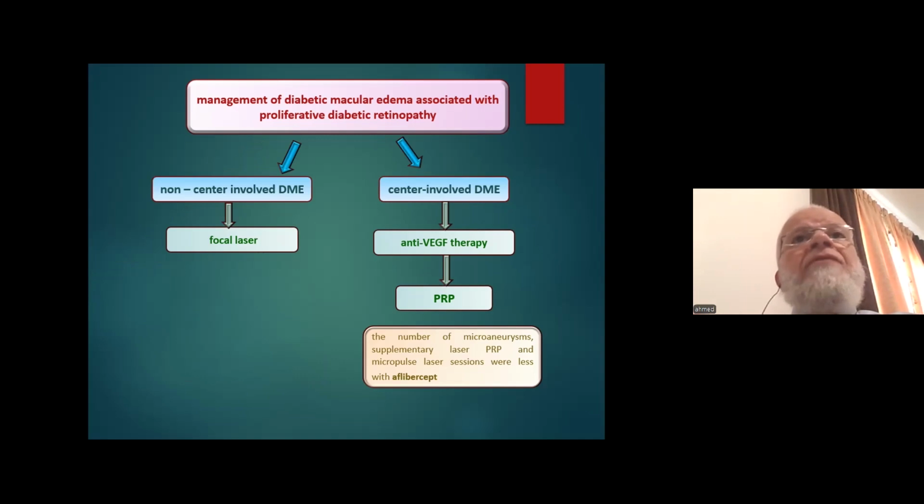If there is proliferative diabetic retinopathy with diabetic macular edema, if it is non-center involving, we use lasers. If it is center involving, we use anti-VEGFs followed by pan-retinal photocoagulation.